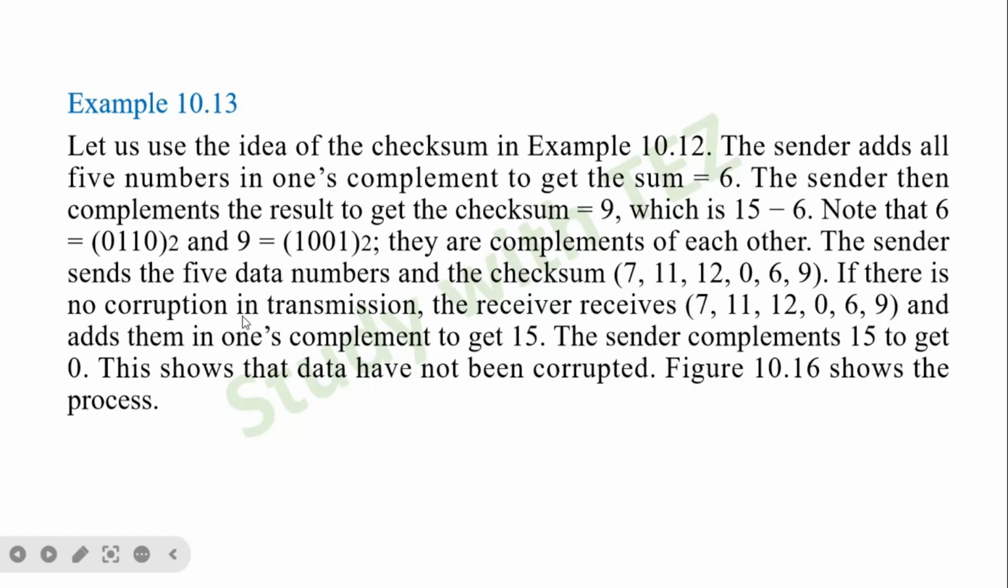If there is no corruption in the transmission, the receiver receives the same thing and then adds them up in one's complement to get 15, because the one's complement addition of this answer is 6 only. 6 plus 9 will be 15 only. Then complementing that 15, that is 1 1 1 1, the binary equivalent of 15, will become 0 0 0 0, which is nothing but 0. So once it is 0, it simply means the message is uncorrupted, error free, and hence it is accepted. If it was some non-zero value, then it is corrupted and hence it is discarded.